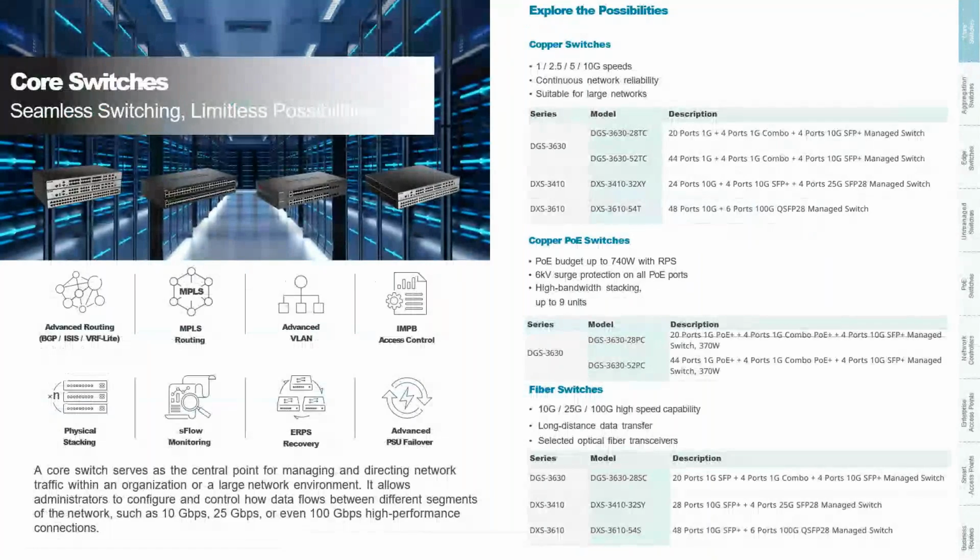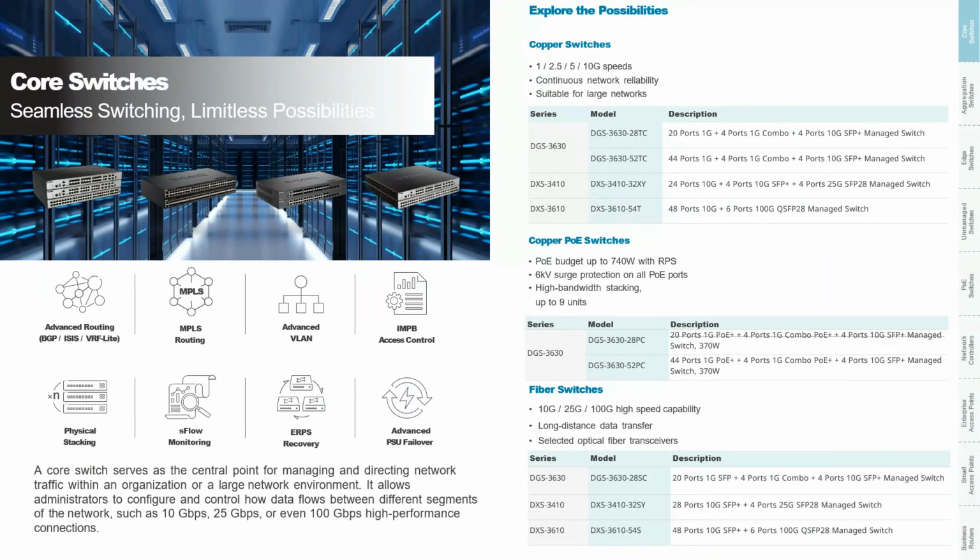So moving on to core switches. We're looking at a few ranges in our core switch range. We've got the DGS 3630 range. We have the DXS 3410 and the DXS 3610 range.